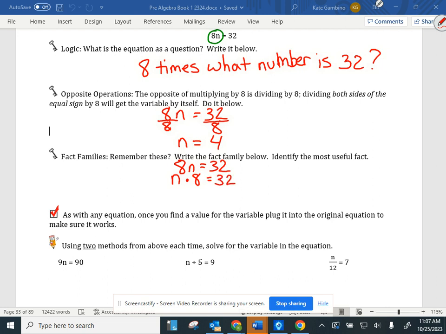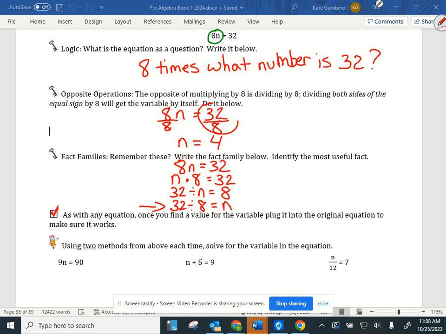Then we need to do the dividing side. What does that look like, Blakely? 32 divided by n equals 8. What's my other dividing one, Owen? 32 divided by 8 equals n. So again, like with that adding and subtracting, we want that one where it's 32 divided by 8 equals n. Same thing that we had up here, 32 divided by 8 equals n.